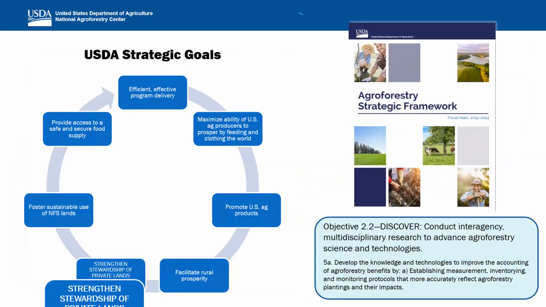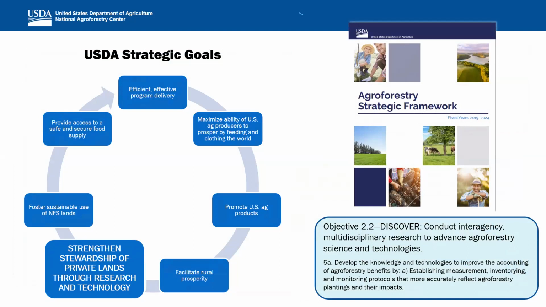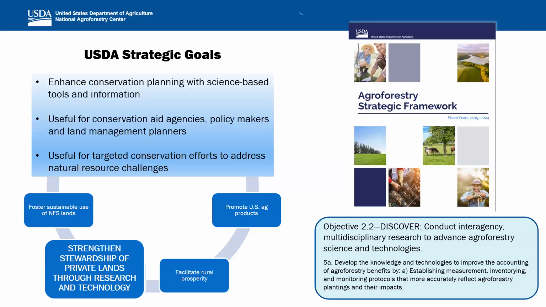So moving on, I've pointed out some instances where the inventory of these trees would be useful, but we need the data. From a USDA perspective, this project fits within the agency's strategic goals, which were enacted in 2018. Strengthen stewardship of private lands through research and technology. The bulk of our work does fall primarily on private lands. We can enhance conservation planning with science-based tools and information. This information is useful for conservation aid agencies, policymakers, and land management planners. It's also useful for targeted conservation efforts to address natural resource challenges.